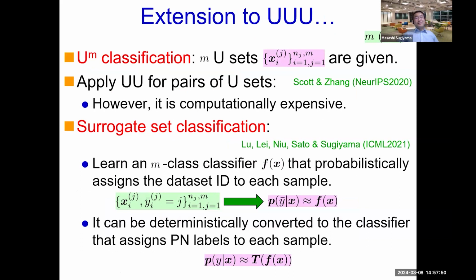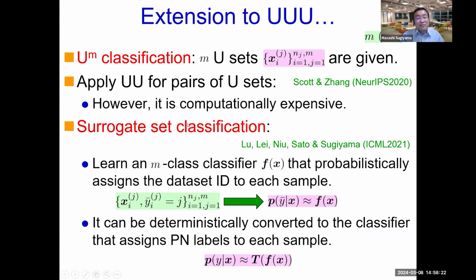Then this method can be naturally extended to UUU classification. So now we have M sets, and M-U classification. Then one potential solution is to apply this UU method for pairs of U sets. If you have 10 unlabeled datasets, then we pick 2 of them and form UU classification and combine them in the right way. But the combination grows exponentially when M is large, so it is computationally quite expensive.